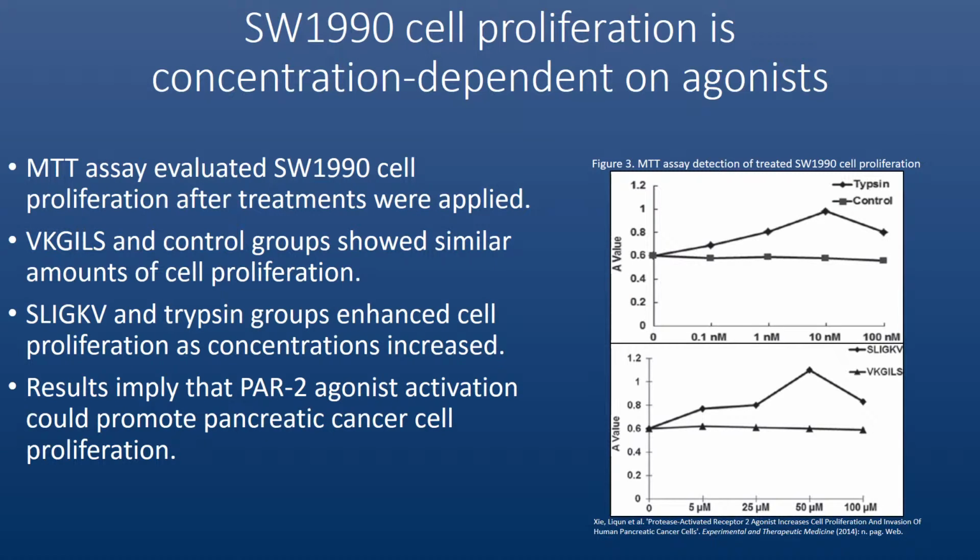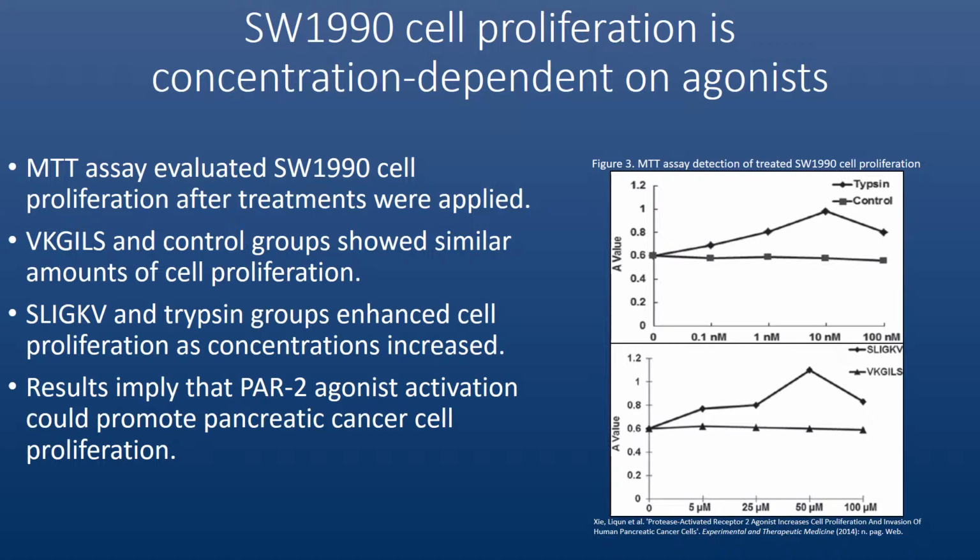The MTT assay was carried out to evaluate SW1990 cell proliferation after the treatments were applied. The MTT assay is used to measure cell proliferation rates, and the way it works is that the MTT solution is reduced by metabolically active cells, and the resulting purple formazan can be solubilized and quantified by spectrophotometric means.